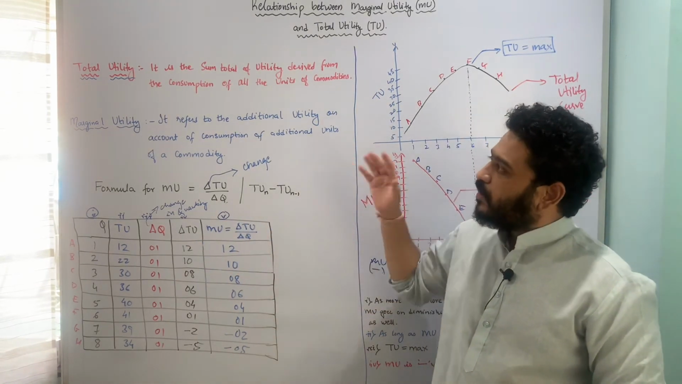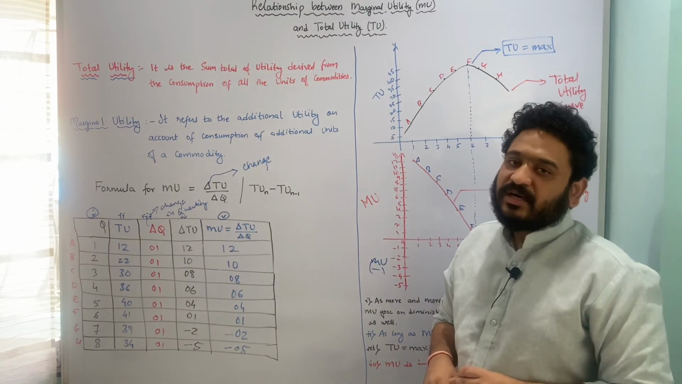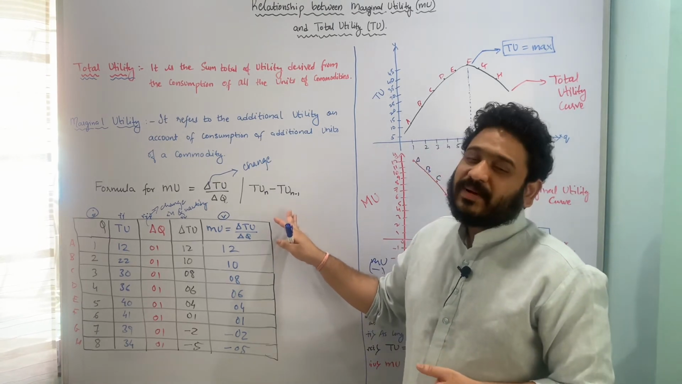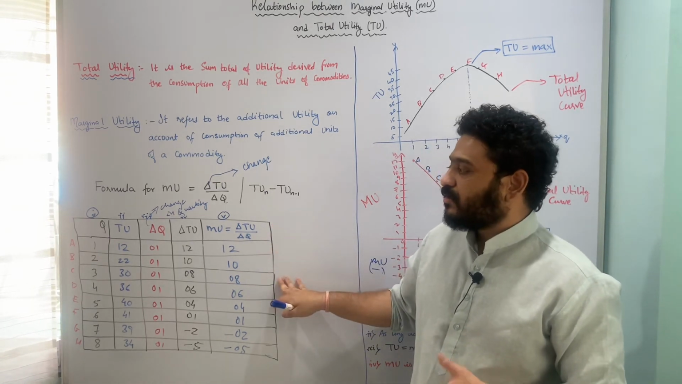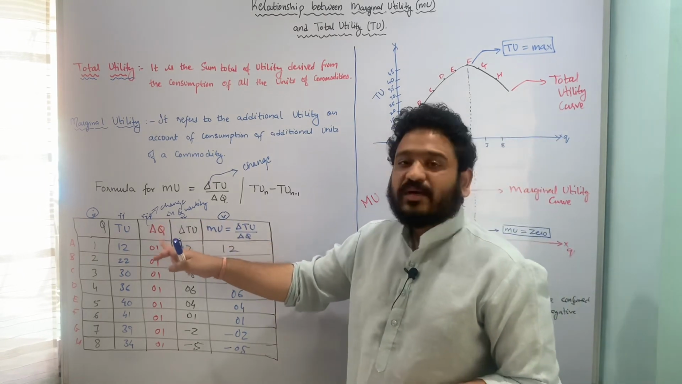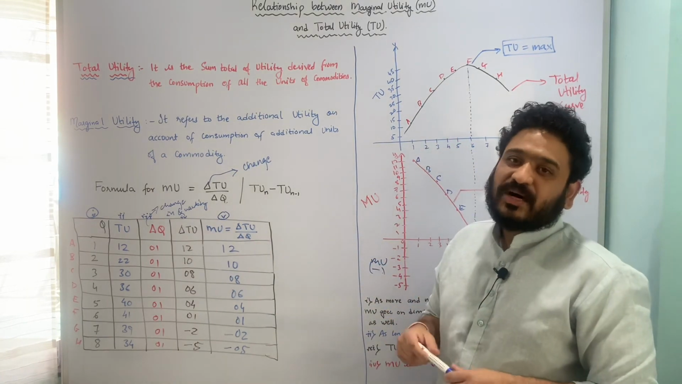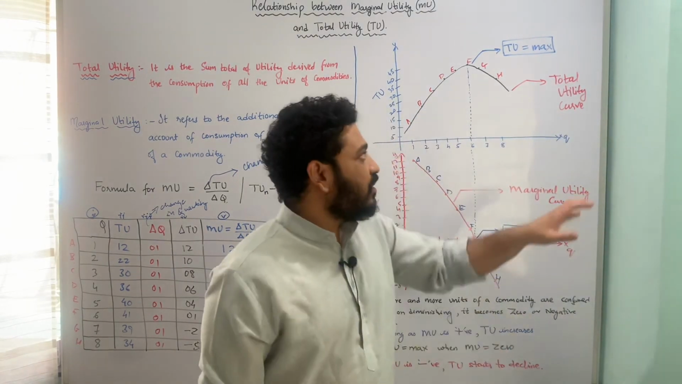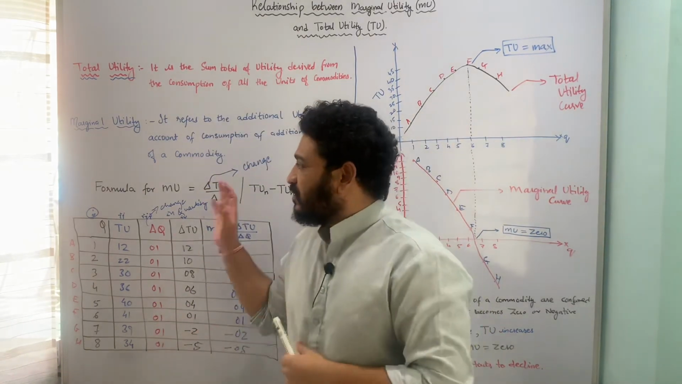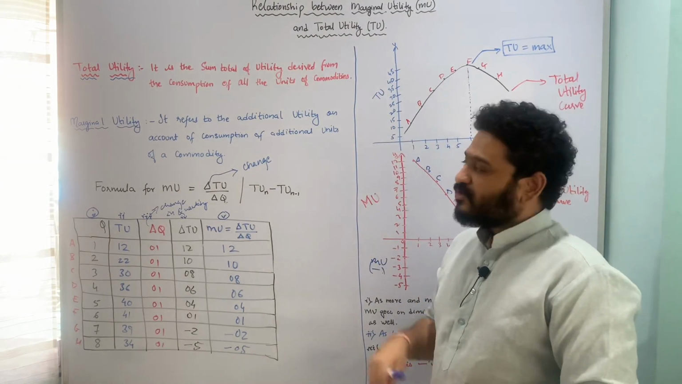So I hope you understood the concept of both total utility and marginal utility. Also, how you formulate it, or how you look at it from the mathematical perspective, and how you deduce that with the help of a schedule of quantity and total utility, and then plot this schedule to derive the curves of both marginal utility as well as total utility. Here is the total utility curve, here is the marginal utility curve, and the relationship between both. So I hope the idea is pretty much clear.